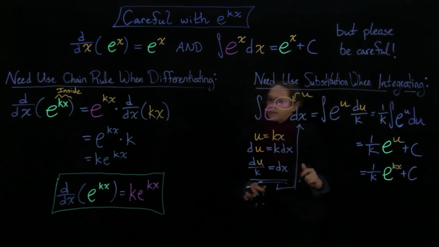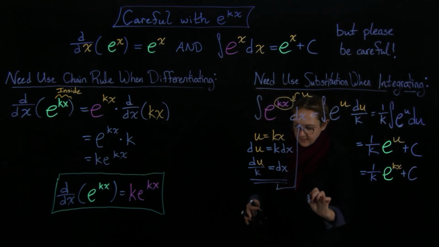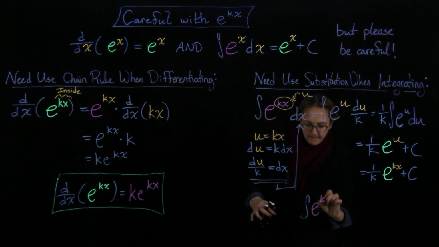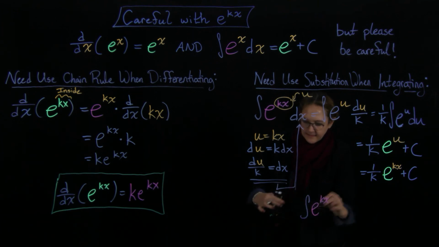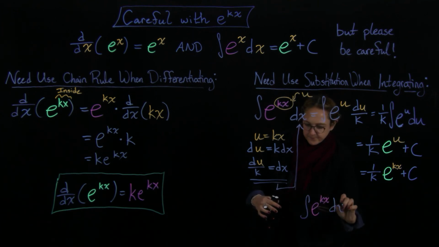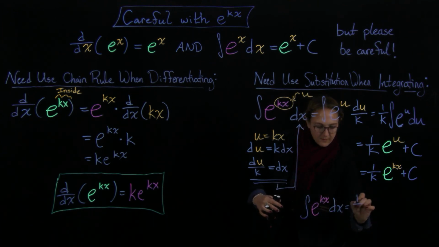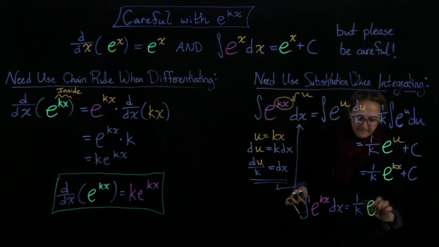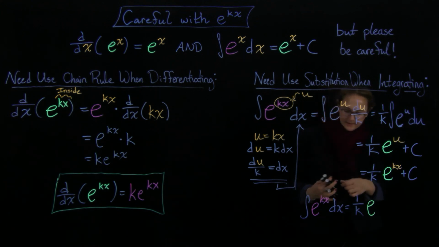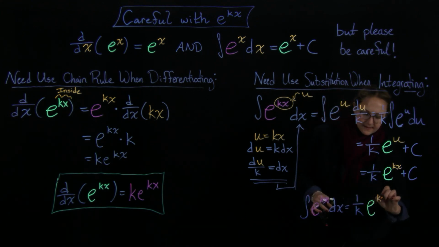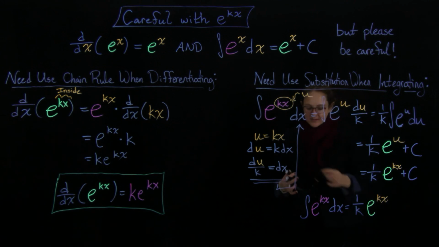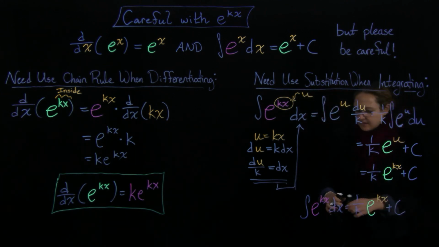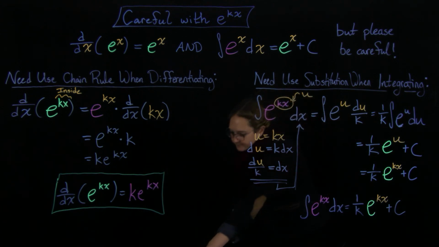Okay, so what I end up getting is the integral of e to the kx dx is going to equal 1 over k times e to the kx plus c, right? With the key part being in here, what's the new special part is this 1 over k. That would not have shown up if we didn't use substitution like we were supposed to.